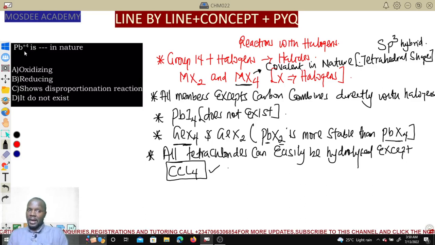So I said this is PbI4. So PbI4 does not exist, provided I guessed right about what you want to ask. But there's nothing like Pb4 being oxidizing, whatever. So this is the answer: PbI4 does not exist.